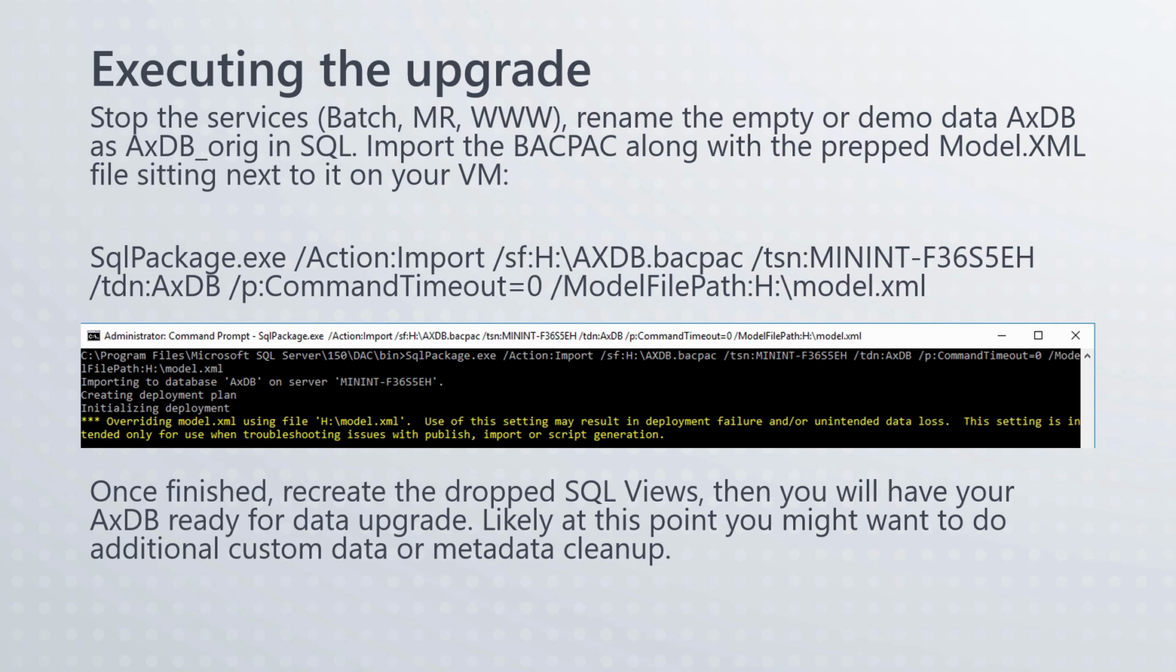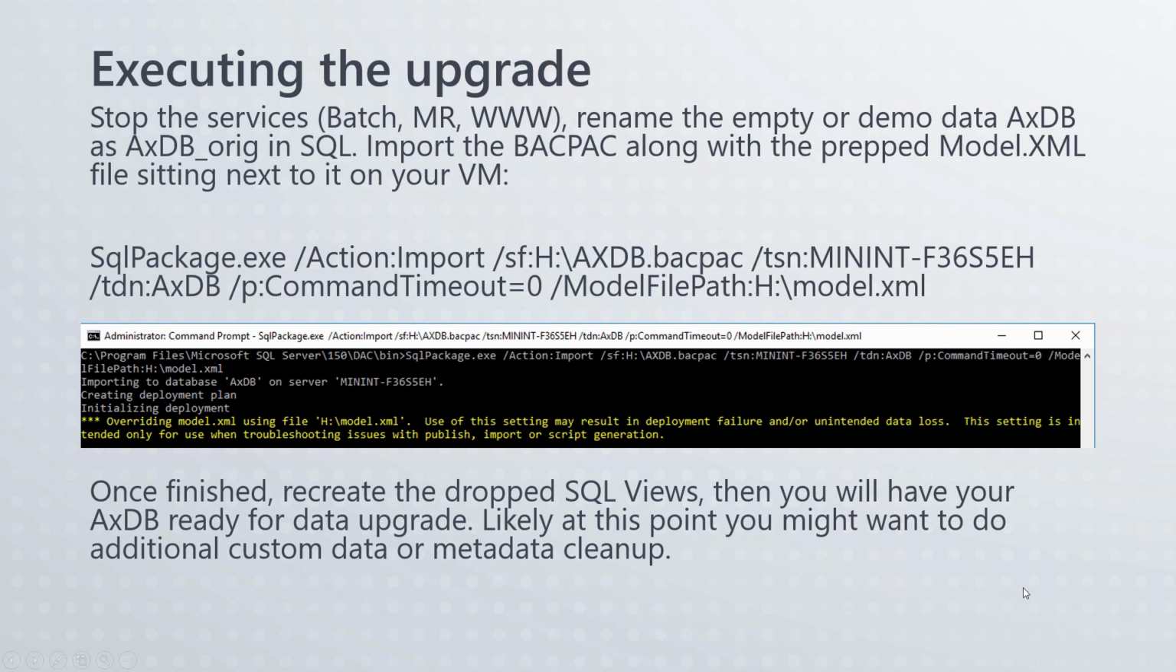First of all, you have to stop the services, your batch jobs, Management Reporter, and the AOS executable, which is now a World Wide Web service. You have to rename the empty or the demo database AXDB to AXDB_orig in SQL. Then you can start importing the bacpac file, which contains your entire old AX data. For that, you have to run the SQL package exe with the import command. You have to notice this model file path flag at the end.